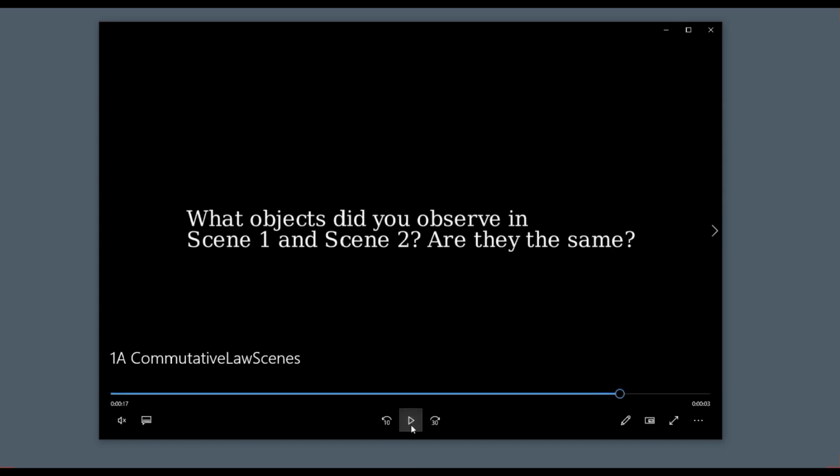And the question. Now, let's see how many are able to recall what you saw and answer the question. So if you want to become good detectives, you should be able to answer this question now. What objects did you observe in scene 1 and scene 2? Are they same? Simple.